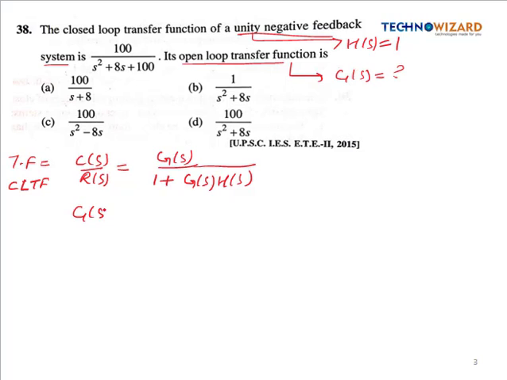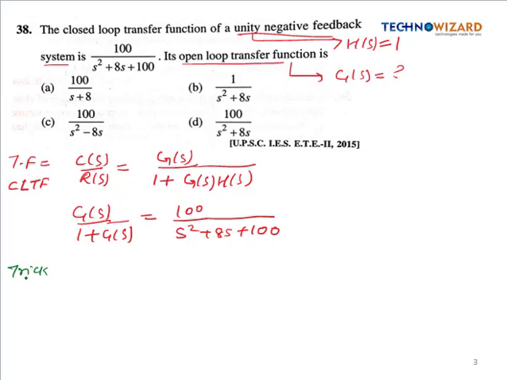So this is G(s) divided by 1 plus G(s) is equal to 100 divided by s square plus 8s plus 100. So we can easily find the value of G(s) by cross multiplying and then simplifying the equation. But I'm gonna solve this using a shortcut or a trick.